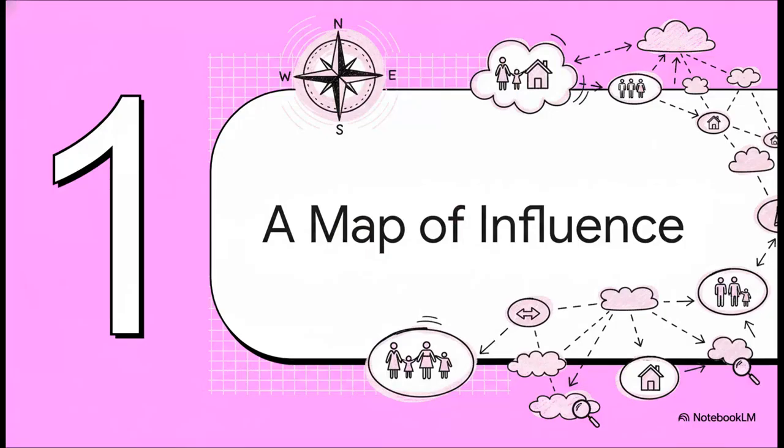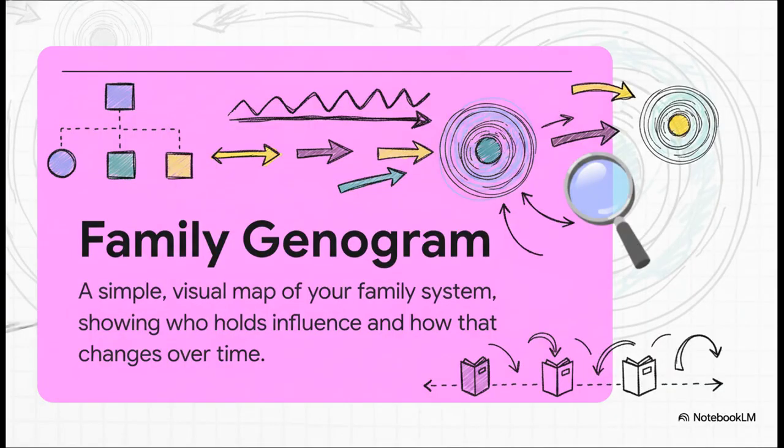Okay, so how in the world do we see this invisible structure? Well, we're going to use a simple, but believe me, an incredibly powerful tool. Let's just call it a map of influence. Now, there's a formal term for this. It's called a family genogram. But please don't let that fancy word intimidate you. For what we're doing, just think of it as a simple, visual map of your family system. It shows who holds the sway and, this is the most important part, how that influence shifts and changes across the different chapters of your life.